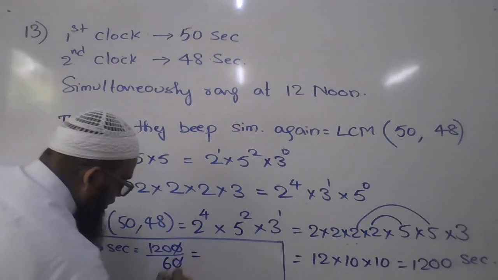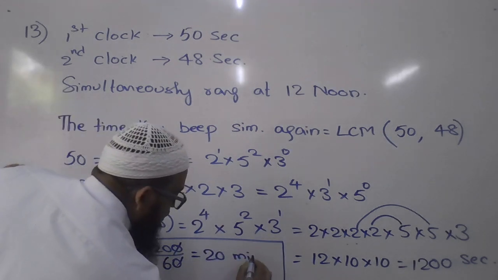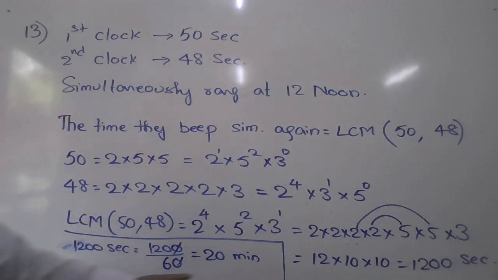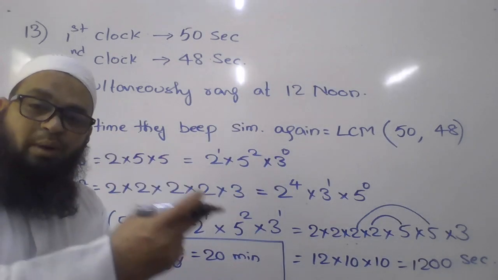When I divide, 0 0 gets cancelled. 120 divided by 6 is 20 minutes. So you got, they both ring simultaneously after 20 minutes.